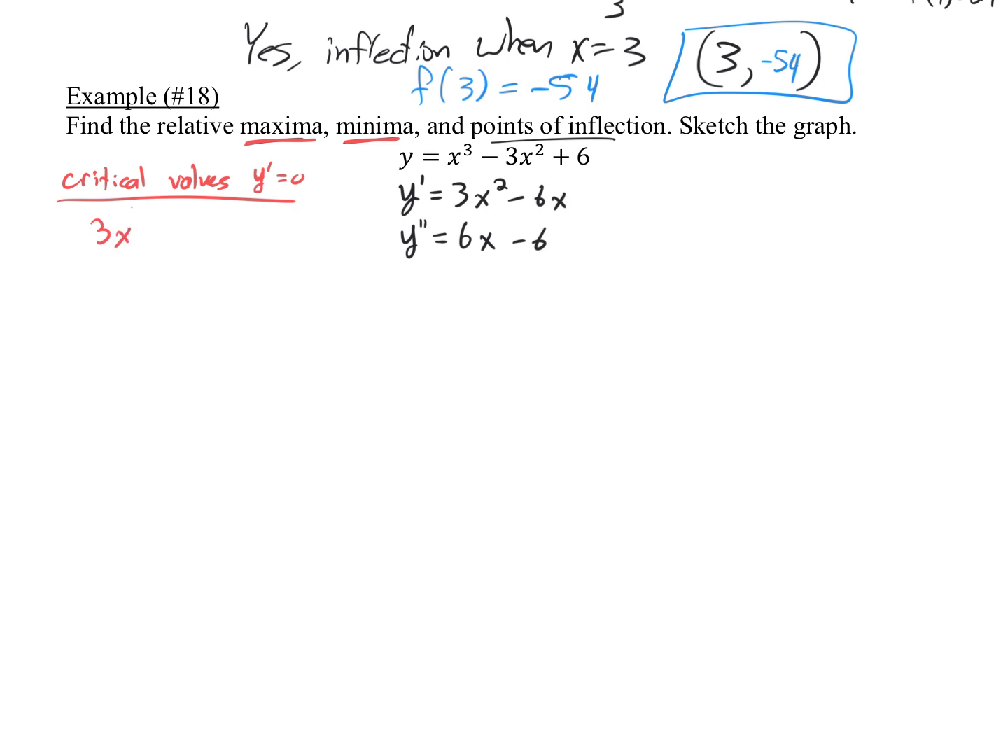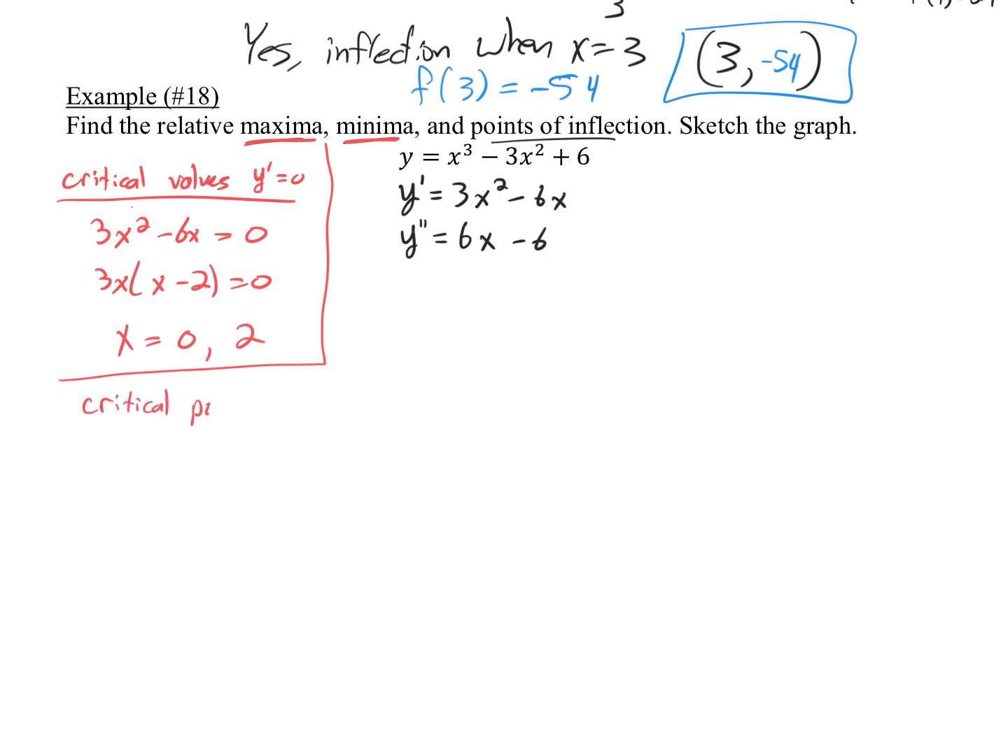So 3x squared minus 6x equals 0. We factor that: 3x times x minus 2 is equal to 0. x is equal to 0 or 2. These are not minimums or maximums necessarily. These are places where minimums and maximums can occur. After we find these, we then come up with critical points.